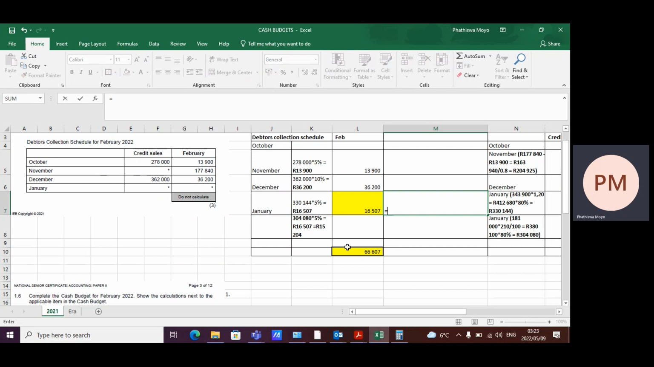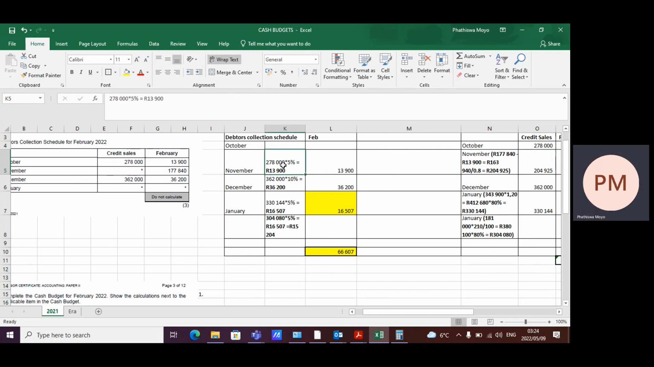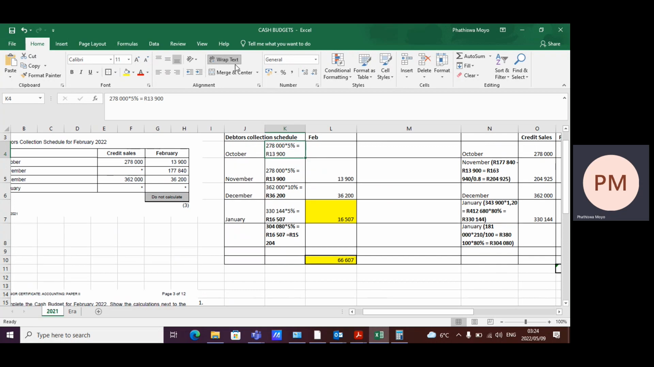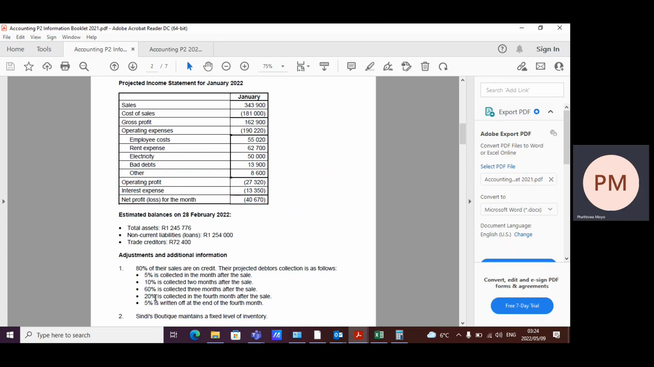So we have to do, just calculate here, guys. Let me just copy this. Now I'm doing new calculations on this. Just trying to see the money that was collected in January. So 278 times 20%.